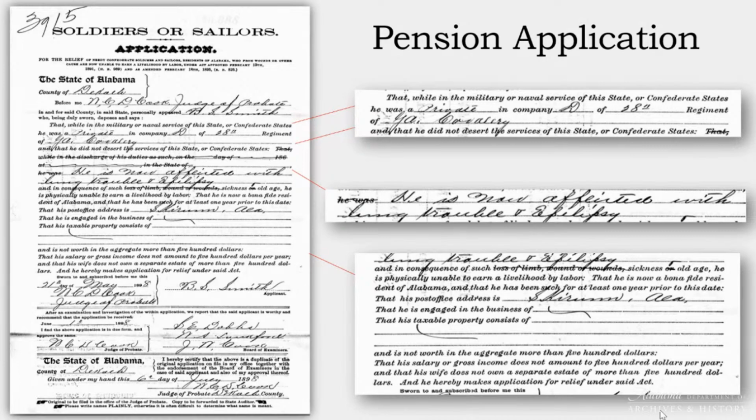To be eligible, the following had to be true regarding his taxable property. It couldn't be worth in the aggregate more than $500, that his salary or gross income does not amount to $500 per year, and that his wife does not own a separate estate of more than $500. This application was approved by the Board of Examiners and by the Judge of Probate for DeKalb County on July 6, 1898.